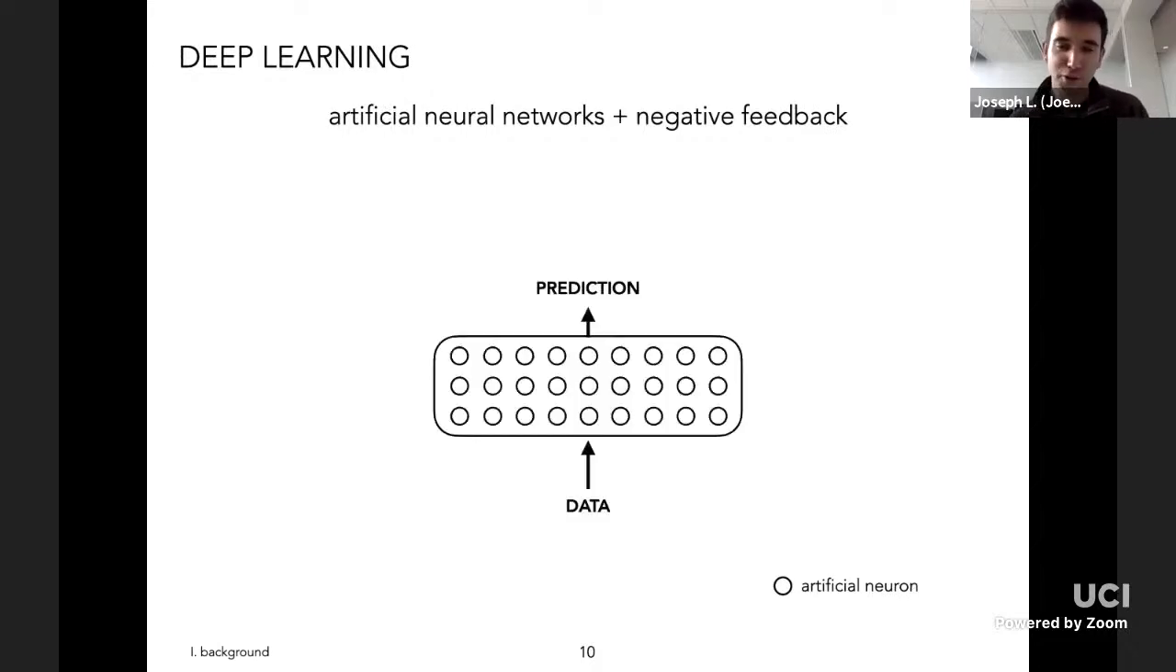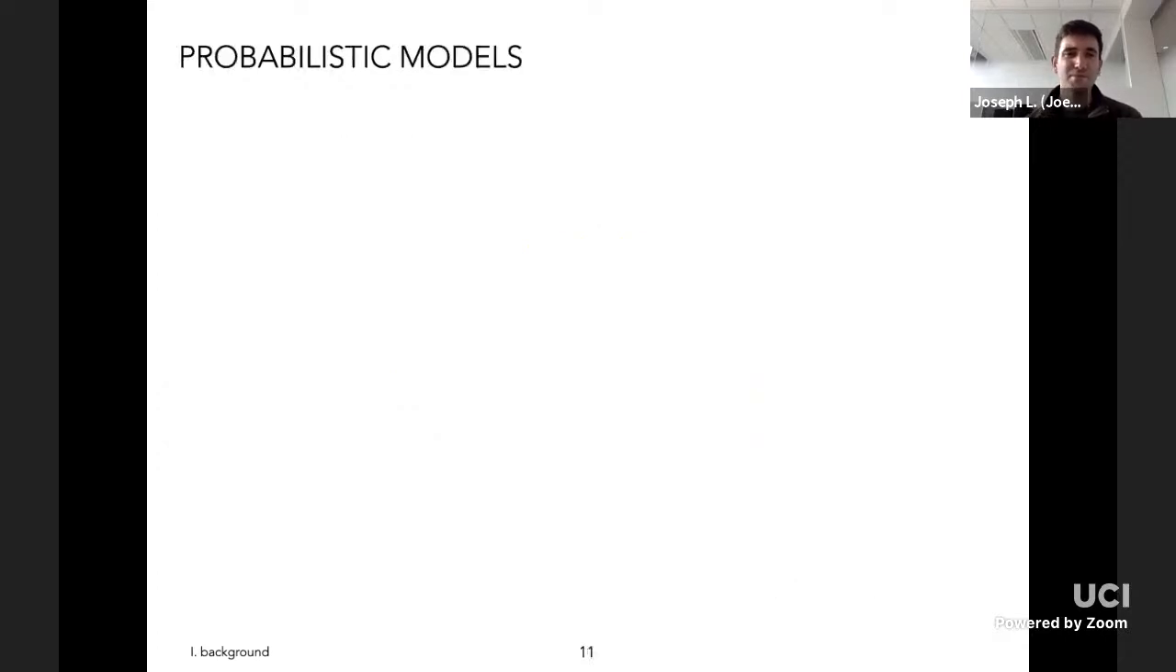So if you have an artificial neural network here, represented by this rectangular shape, you feed in some data and you output a prediction. Now you compare that with some target, you calculate the error in some way, and then you use that error to feed back into the network to update your weights. So that's negative feedback in the backpropagation algorithm.